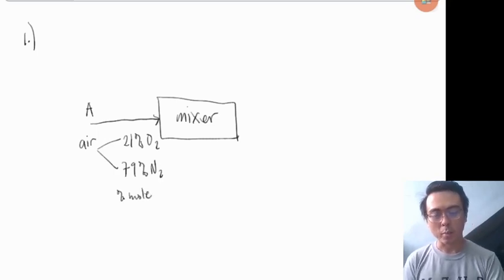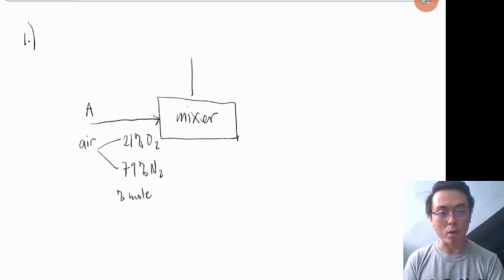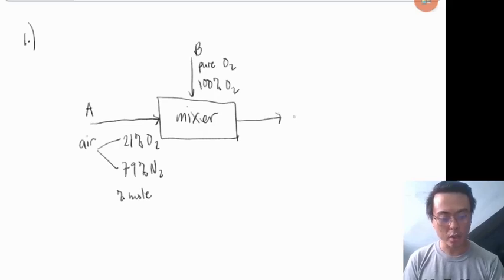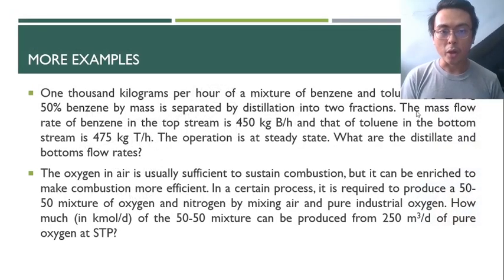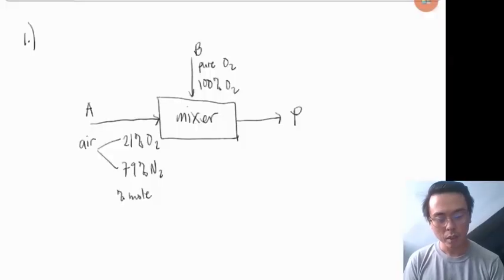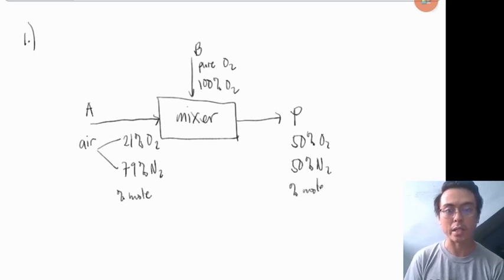Okay? And the problem also states that we want to mix that with pure oxygen. So stream B is pure oxygen, or 100% oxygen. In order for us to arrive with the product, let me go back to the problem. The product is a 50-50 mixture, or a 50% oxygen, 50% nitrogen mixture. So let's write 50% oxygen and 50% nitrogen. Again, these are all in percent by mole because we're dealing with gases.